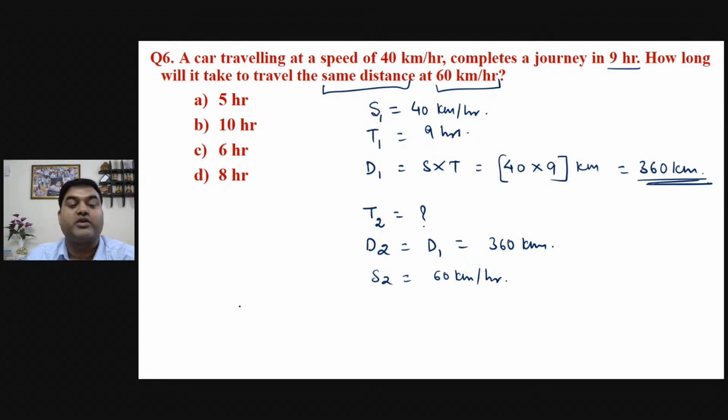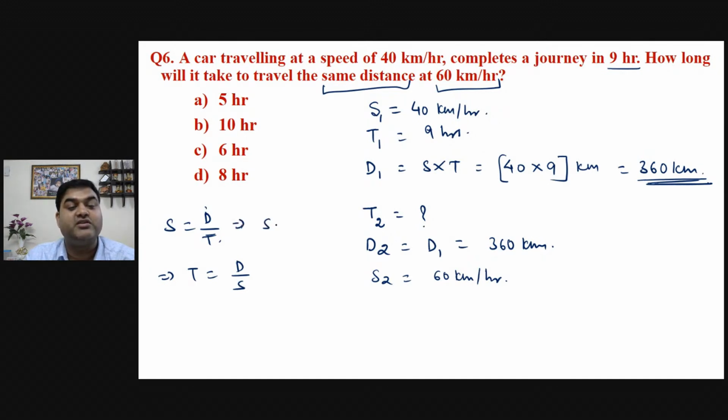How to find the time? You remember this: speed is equal to distance by time. So time can be written as distance by speed. Can we write it by cross multiplying s into t?